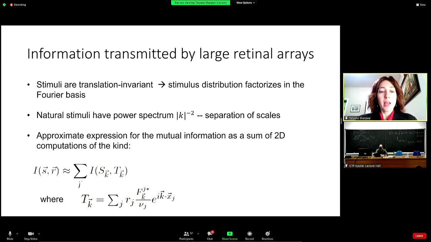Because it's a large computation, the stimulus is very high dimensional, and the only approximation that we can reason that we can do is the independent information approximation. So instead of talking about information between S and R, we talk about information between stimulus S and this information preserving vector T. In addition, we say this is just a sum over Fourier components between the corresponding Fourier components of the stimulus and the population vector.